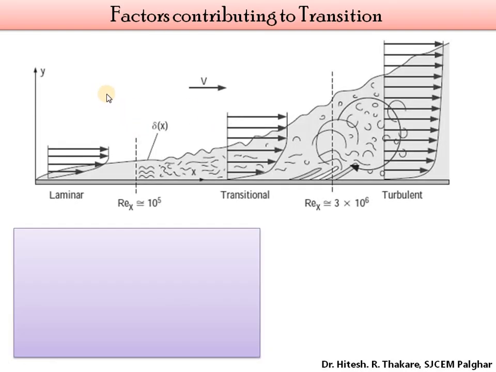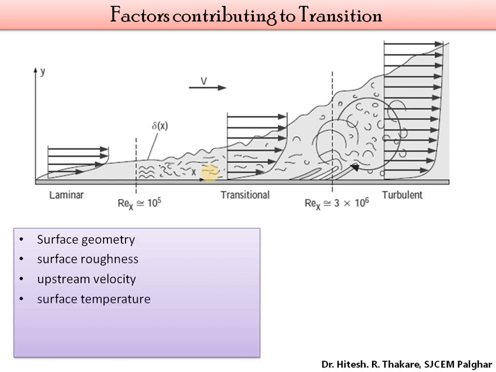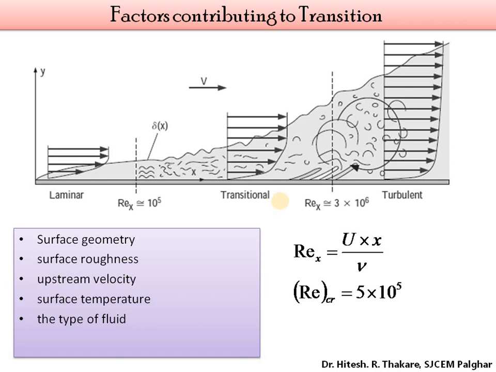Let us further understand this transition. Firstly, the flow will be laminar. Then after the critical Reynolds number, which is 5 into 10 raised to 5, is reached, the flow will start its transition, and thereafter the boundary layer will become turbulent. This transition depends on surface geometry, surface roughness, upstream velocity, surface temperature, and most importantly the type of fluid. Again, remember the critical value of Reynolds number will be 5 into 10 raised to 5.